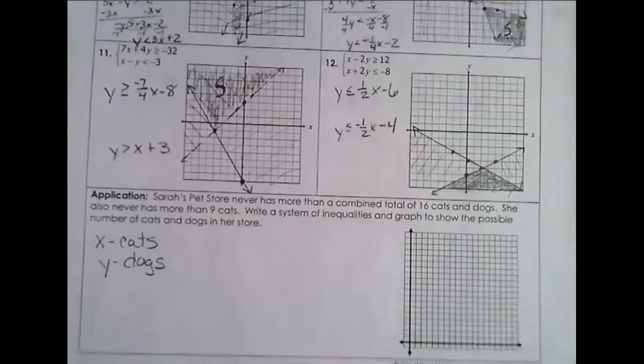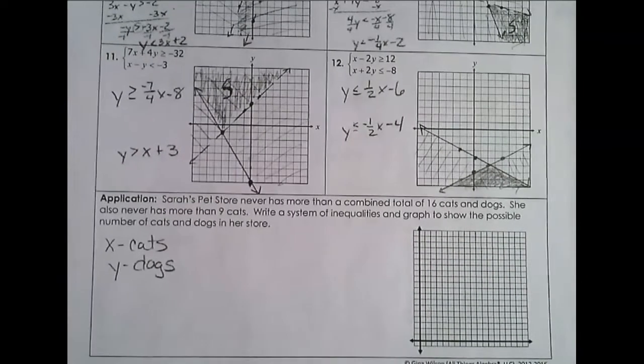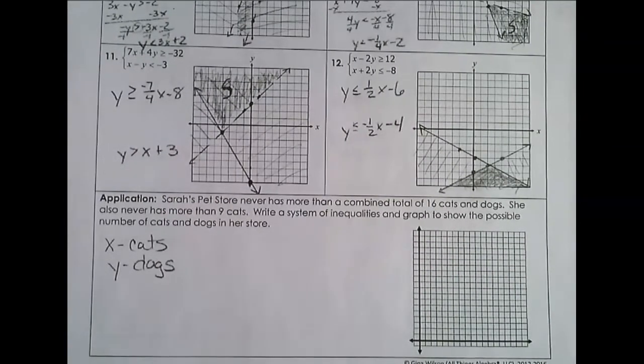And then I want to take a look at something just a little different, something we hadn't done in class yet, and that's an application problem. I just want to look at a word problem quickly. So Sarah's pet store never has more than a combined total of 16 cats and dogs. Okay, we're talking cats and dogs. So I'm just going to say, well, that means that my X, that's going to be my cats, and my Y is going to be my dogs.